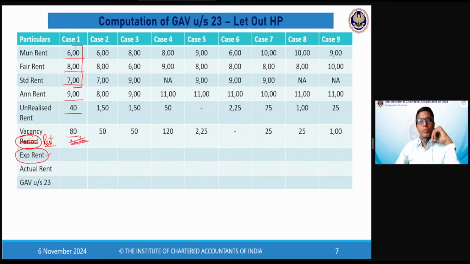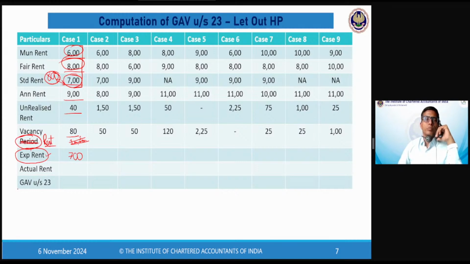So, how to find out expected rent? First, compare these two, whichever is higher. Now, out of these two, what is higher? 800. Now, compare this higher figure with standard rent. And now you have to take whichever is lower. So, my answer is 700. Correct? This is my expected rent.